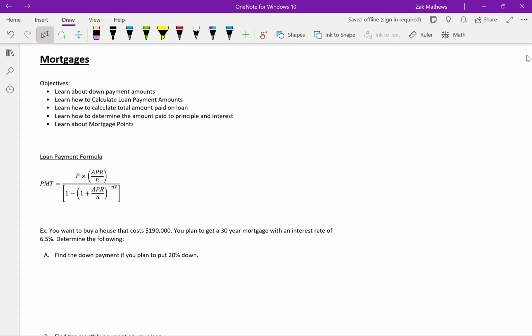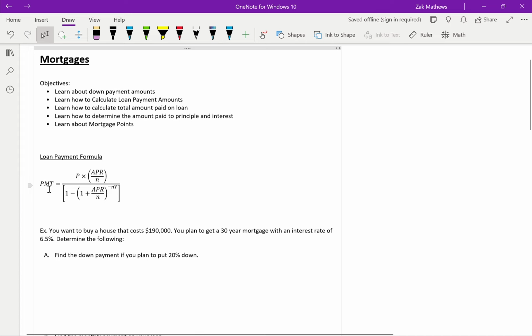So I want to start off by showing you the loan payment formula. This is going to be an important formula throughout this lesson. This is something that in my class I would not expect you to memorize. I'll give it to you, but you are expected to know how to use it. So we want to go through this real quick and understand what all the pieces mean.